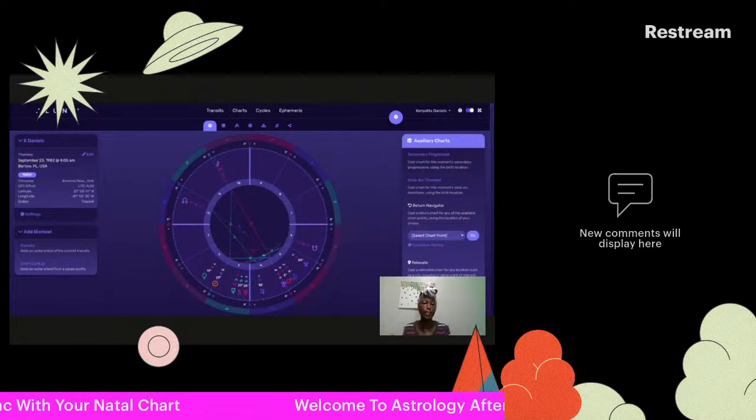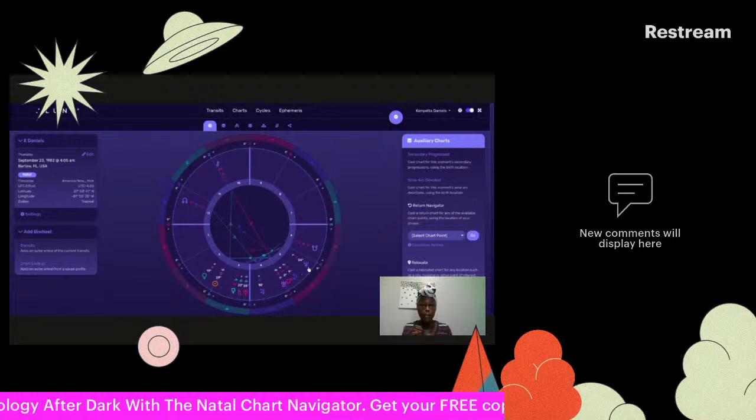So you can go and take a look at that. But it's the square, which is 90 degrees apart. The planets are 90 degrees apart. The opposition, where they are 180 degrees apart. And then the conjunction, where they are within 10 degrees apart. Okay. And so these here are conjunct.